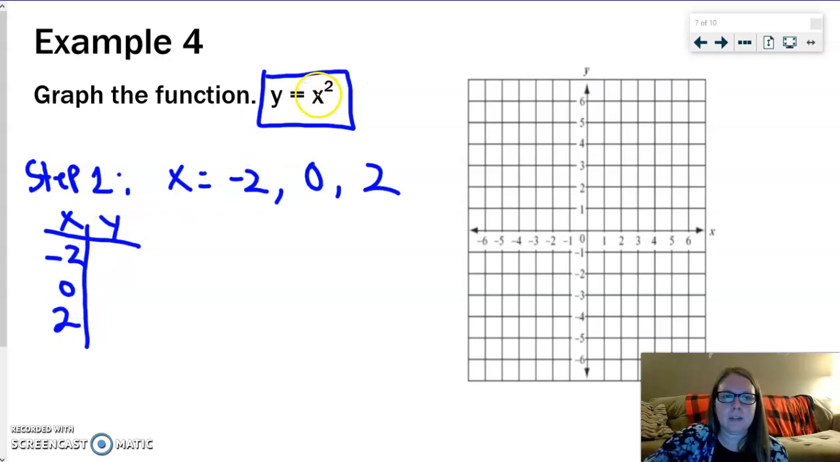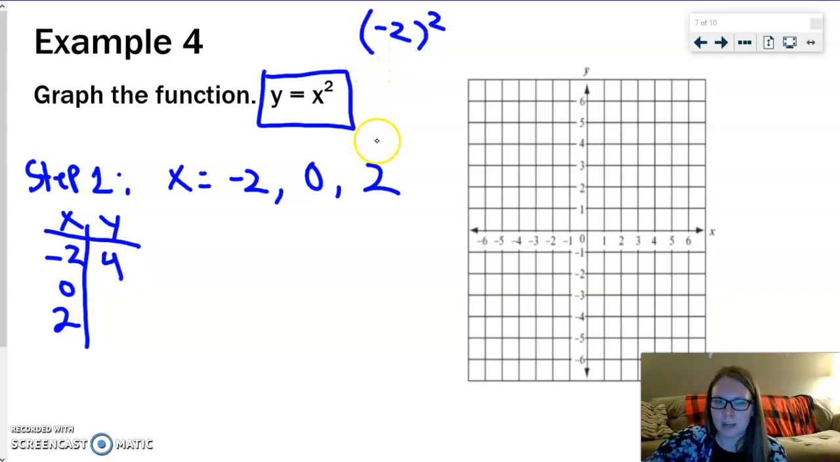Then my y. So if I plugged in -2 squared, in this case, -2 times -2 makes a +4. So it's this version of the squaring. A negative times a negative makes a positive. Well, 0 squared is just 0. Nothing I can do there. But +2 times +2 is also a 4. So I'm going to plot -2, 4. This is step 2 now. And then I'm going to plot 0, 0. And I'm going to plot 2, 4.